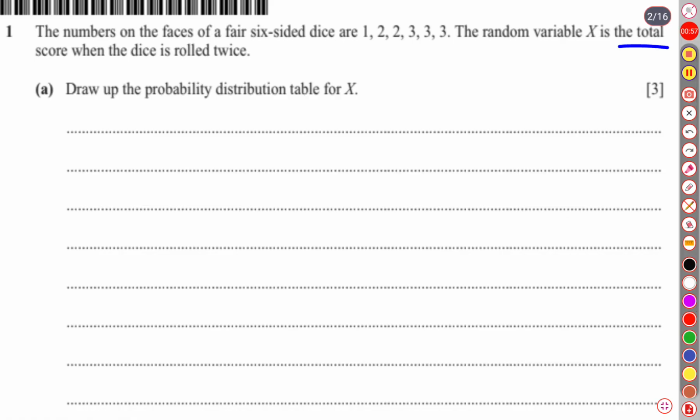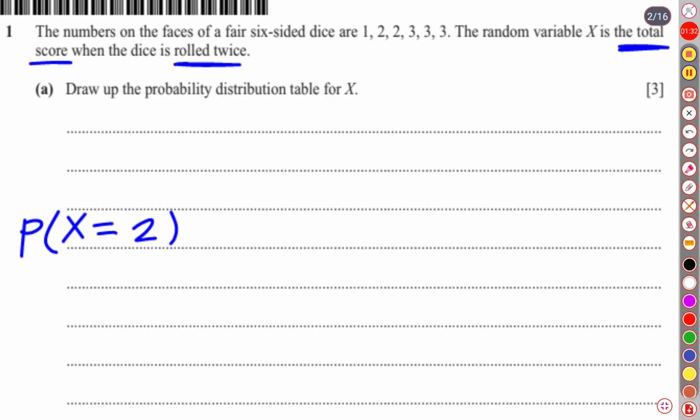Look at this. Total score means the summation of the scores. It was rolled twice. So if the dice is rolled twice, what may be the possible cases? The first time it may show 1 and the second time it may also show 1, so the total may be 2. The least possible total score is 2.